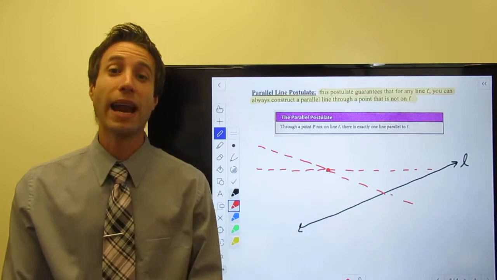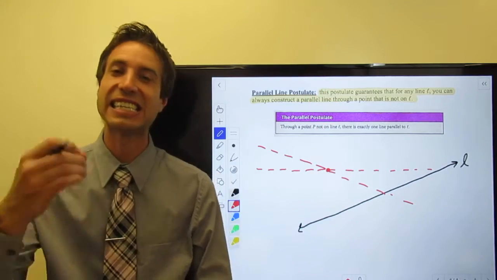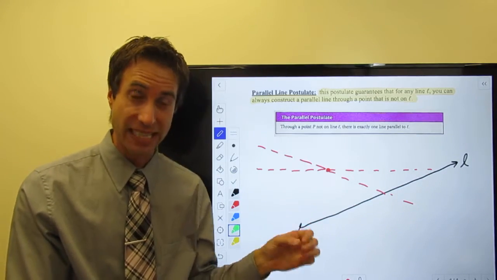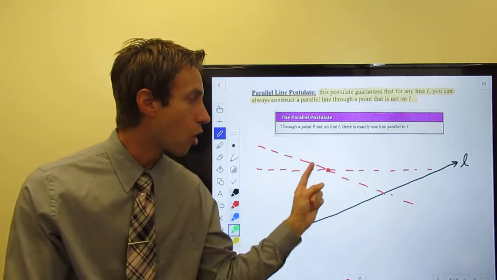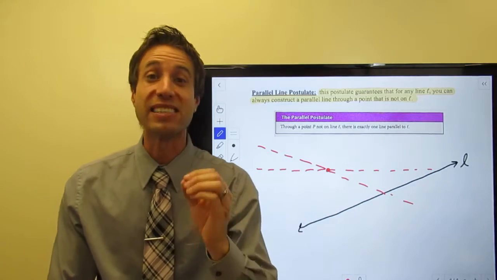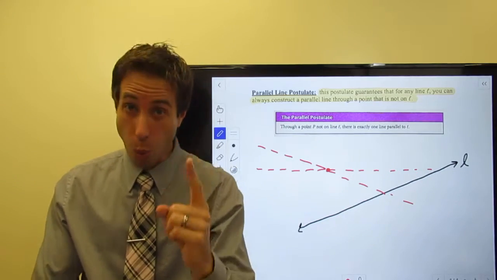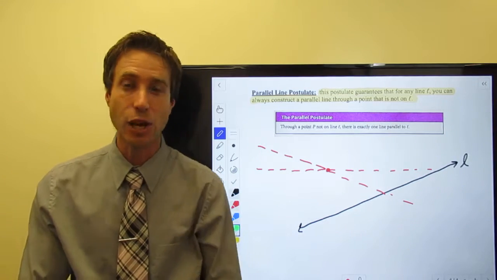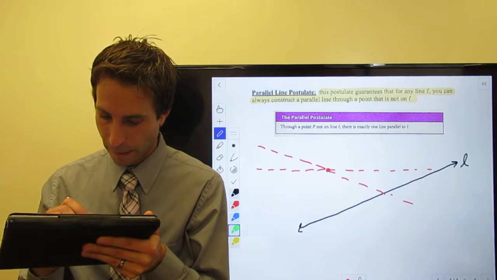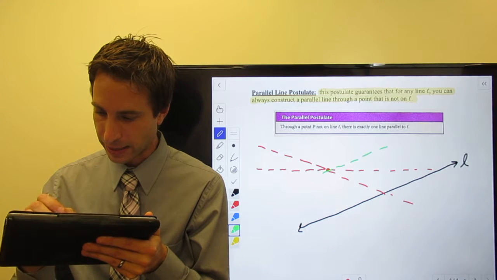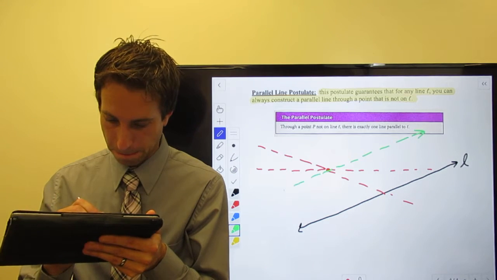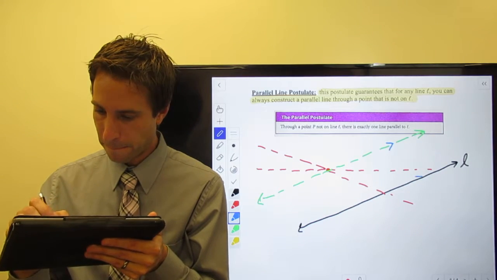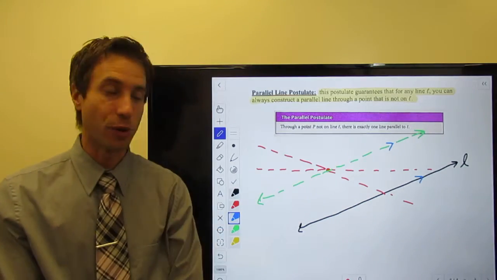No. What this postulate is saying is it is guaranteeing that yes, there's an infinite number of ways to draw a line through that point. But it is guaranteeing that at least one of those infinite possibilities is going to be parallel. And here it is right here. Well, I'm freehanding this, so as best as I can do, hopefully those guys look parallel to you. I think that's pretty good for freehanding it, right?